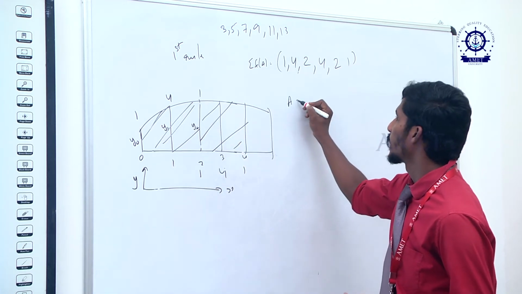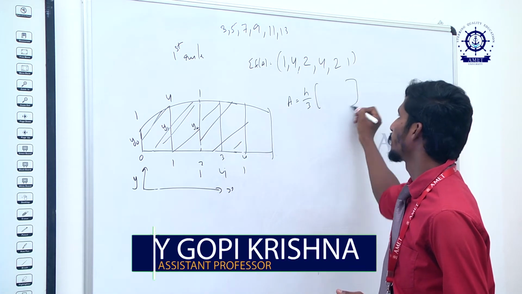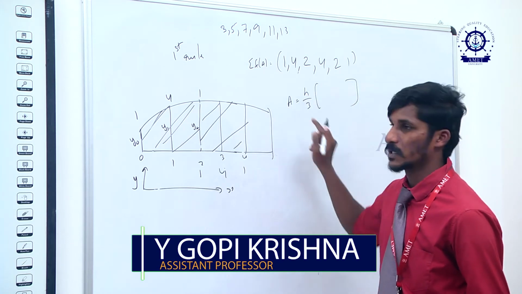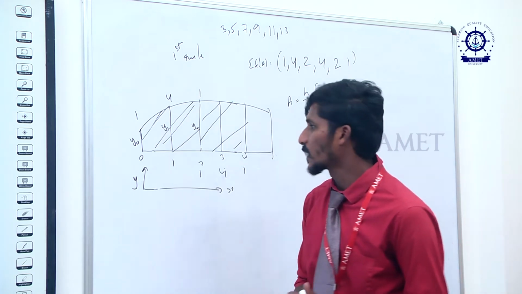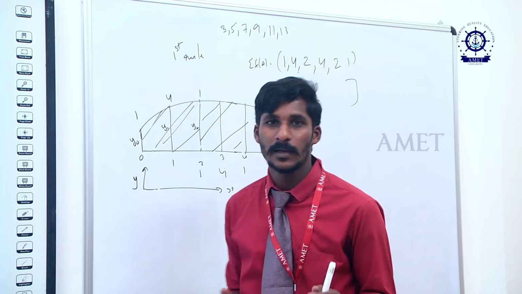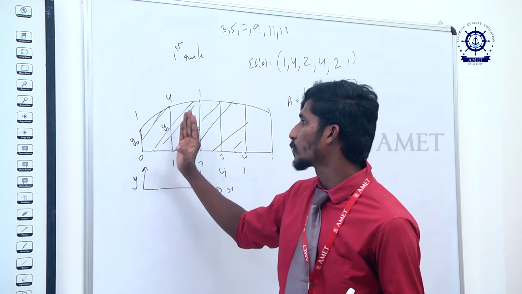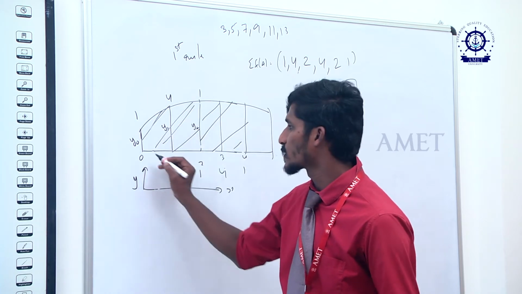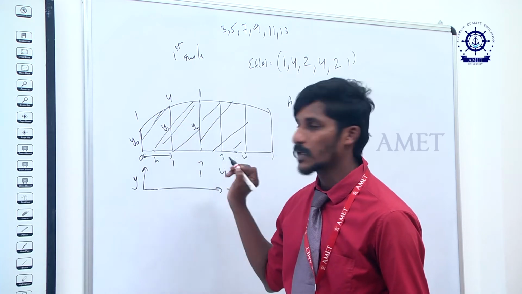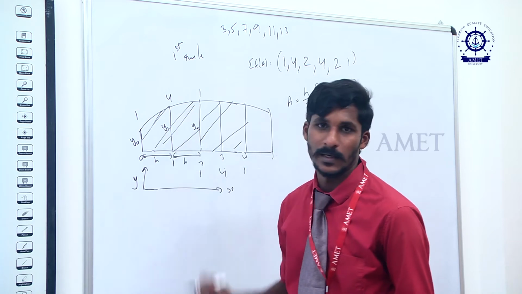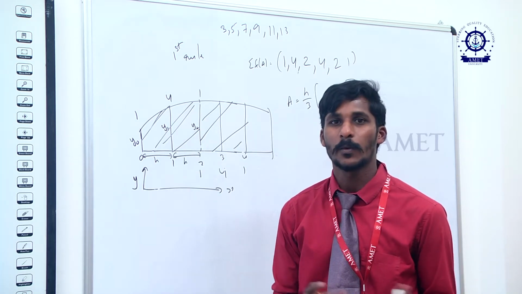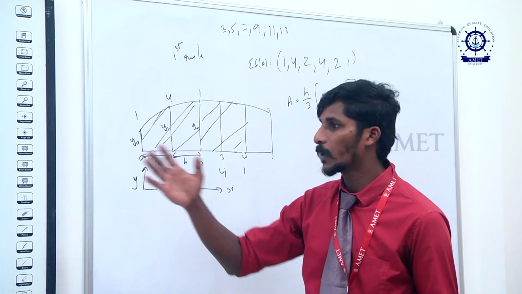To find the total area, what is applied with the Simpson multiplier should be multiplied with h by 3. What is h here? h is nothing but the spacing between each ordinate. I told you about the water plane. This is one curve, and it has to be cut into equally spaced parts. If the distance between them is h, the same distance is taken for the next ordinates also. That is called equally spaced. So h is nothing but the equal spacing.